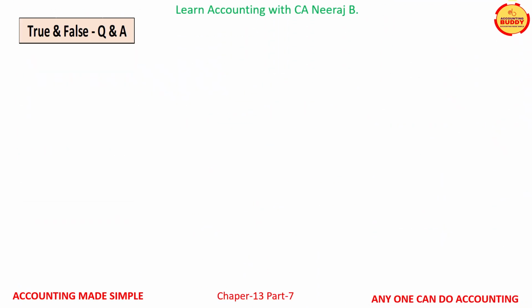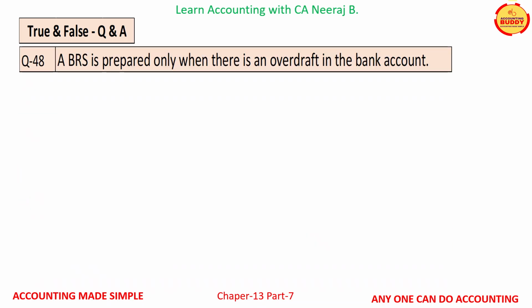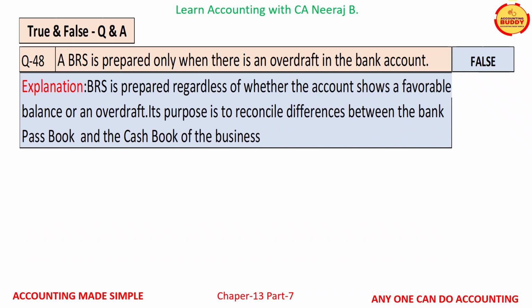In this section, we will address true and false questions and answers. Question number 48: a bank reconciliation statement is prepared only when there is an overdraft in the bank account. This is a false statement. Bank reconciliation statement is prepared regardless of whether the account shows a favorable balance or an overdraft. Its purpose is to reconcile differences between the bank passbook and the cash book of the business.